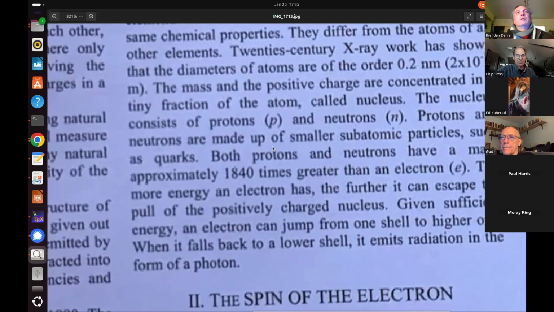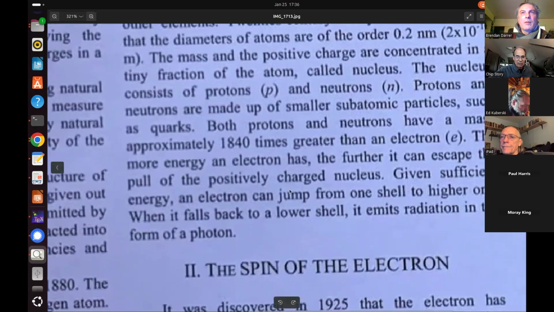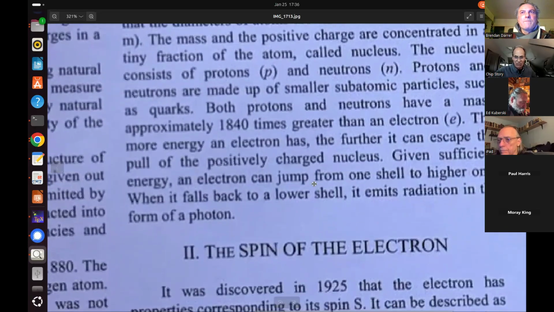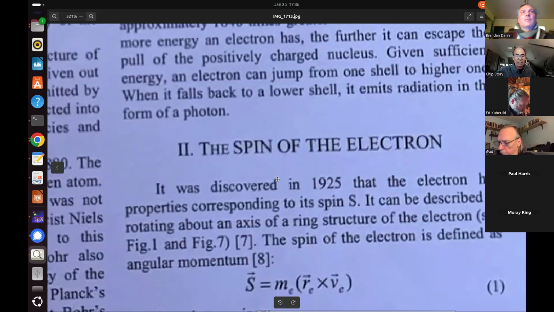The nucleus consists of protons and neutrons. Protons and neutrons are made of smaller atomic particles such as quarks. Both protons and neutrons have a mass approximately 1,840 times greater than an electron. The more energy an electron has, the further it can escape the pull of the positively charged nucleus. Given sufficient energy, an electron can jump from one shell to a higher one. When it falls back to a lower shell, it emits radiation in the form of a photon.